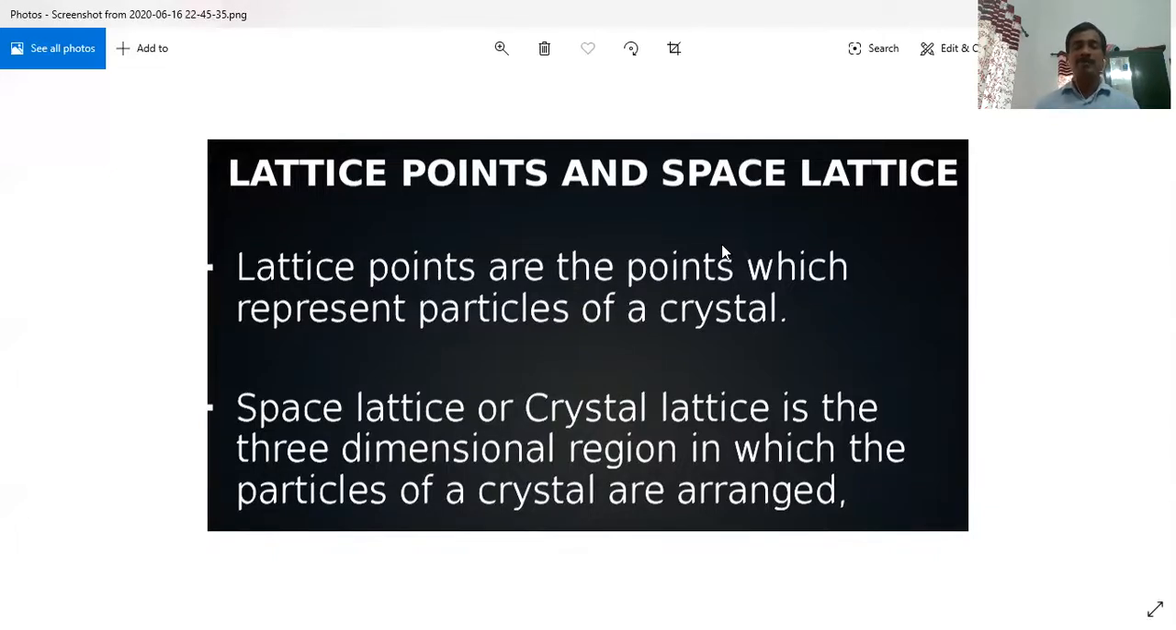We'll use another term, space lattice. Space lattice means the particles are arranged three-dimensionally in a crystal lattice. And that total three-dimensional region is known as space lattice or crystal lattice. So space lattice or crystal lattice is the three-dimensional region in which the particles of a crystal are arranged. The whole crystal, that is space lattice or crystal lattice.